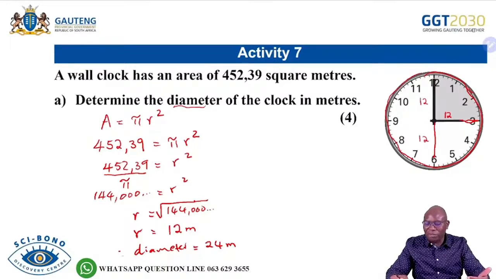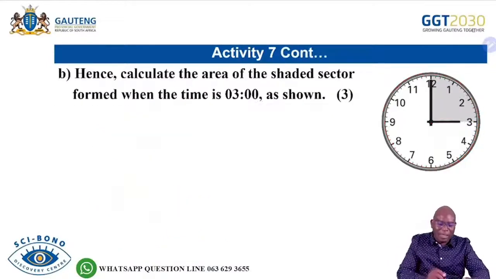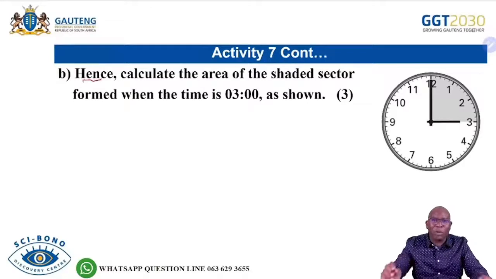The d I have. So now what do I need? In the next question, it says "hence". Hence means use what you got in the previous question. In the previous question, I got r, so I'm going to use my r. So my r is going to be 12 meters. So I already have my r.